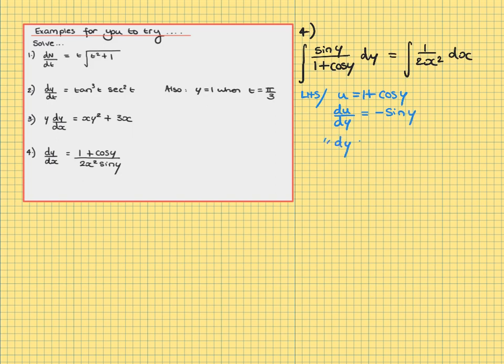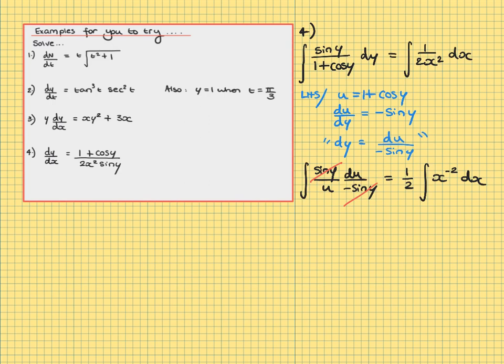And then dy is equal to du over negative sine y, again in the quotation marks here. So on the left-hand side, we have the integral of sine y over u and then du over negative sine y. On the right-hand side, I'll take the half outside of the integral of x to the negative 2 dx. So a bit of cancellation here on the left-hand side.